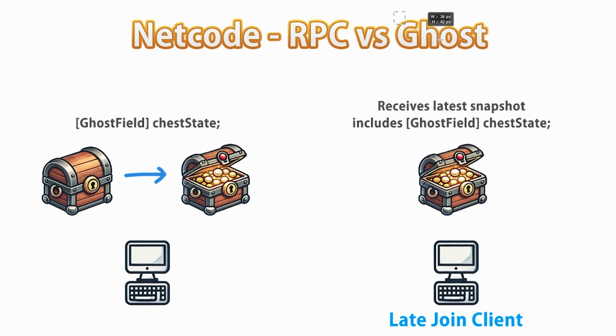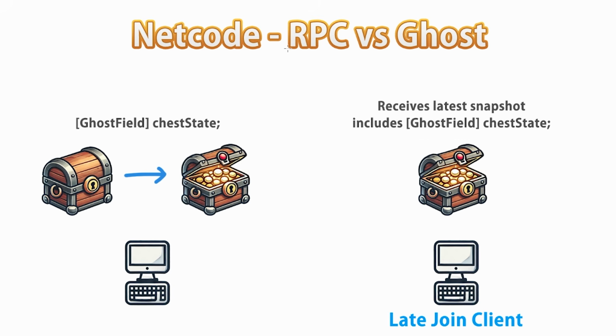Whereas if we are working with ghost fields, if we mark a field as being a ghost field, and again we do the same thing, so we use that to synchronize the chest from being closed into being opened. If we do that and then a client joins later, that client receives the latest snapshot that includes the chest state as it is currently. Meaning that even if a client joins late, they will still receive the state that says the chest has been opened.